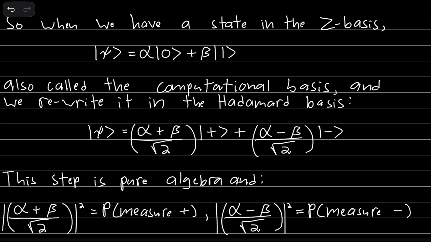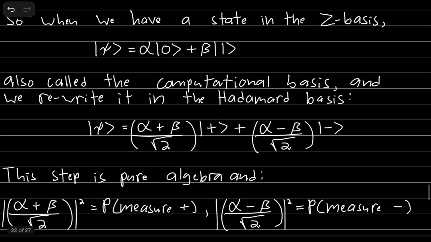And so now, the mod square of this coefficient is going to be the probability that we measure plus, and then the state collapses to ket plus, and then the mod square of this coefficient is going to be the probability that we measure minus, and then the state collapses to ket minus.